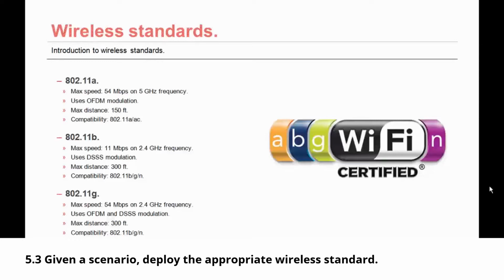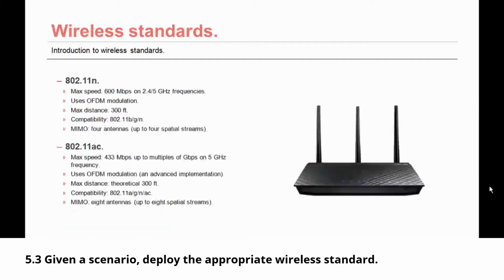Now let's move on to 802.11g. It has a maximum speed of 54 megabits per second, and it also operates on the 2.4 gigahertz frequency band. 11g can use OFDM and DSSS for its modulation techniques. It has a maximum distance of 300 feet. 802.11g is compatible with 802.11b and 802.11n.